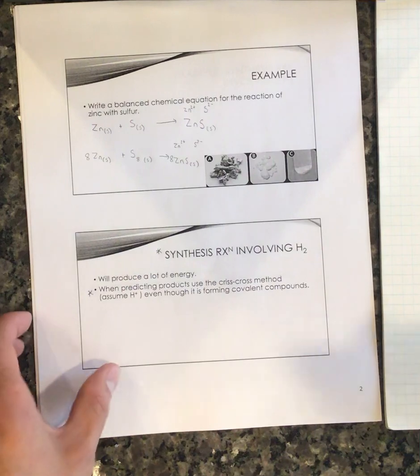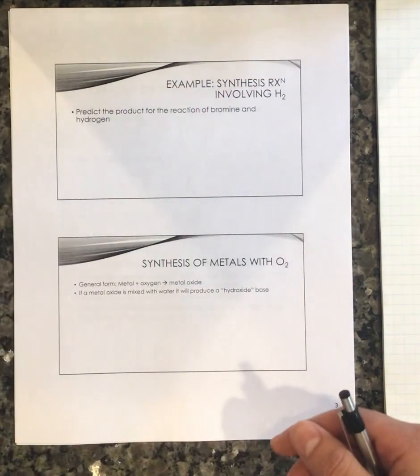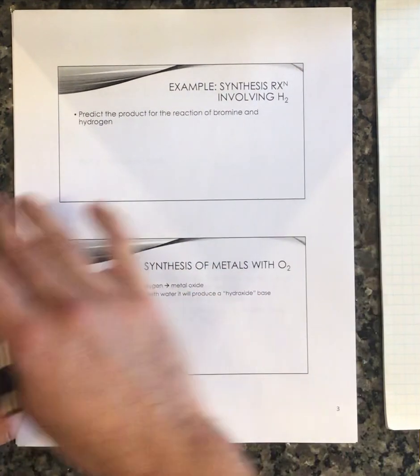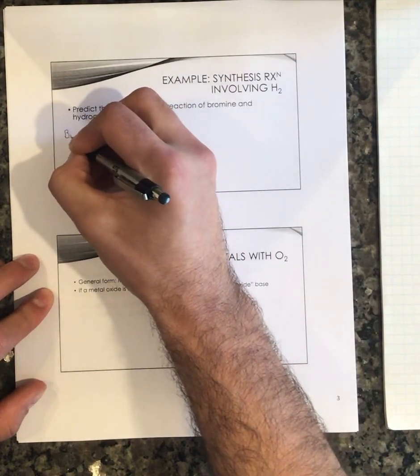So let's do an example. That's the easiest way for us to get an idea of this. We're going to try this one here. It says predict the product for the reaction of bromine and hydrogen. So we are going to write out what we have here. We have bromine and we have hydrogen. I'm just going to go in the order that I see. So I have bromine, which is Br.